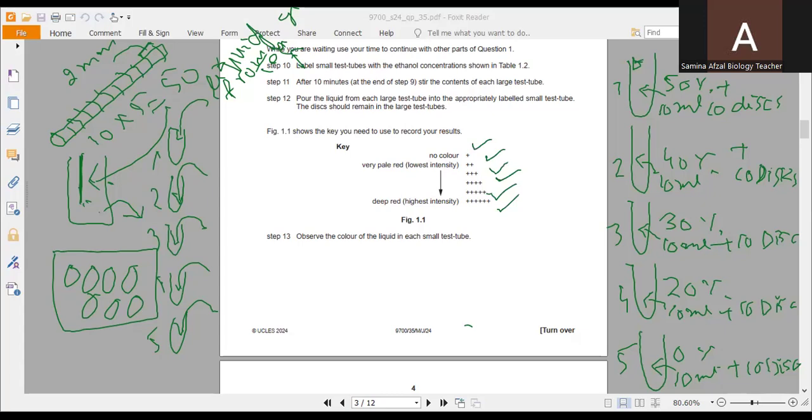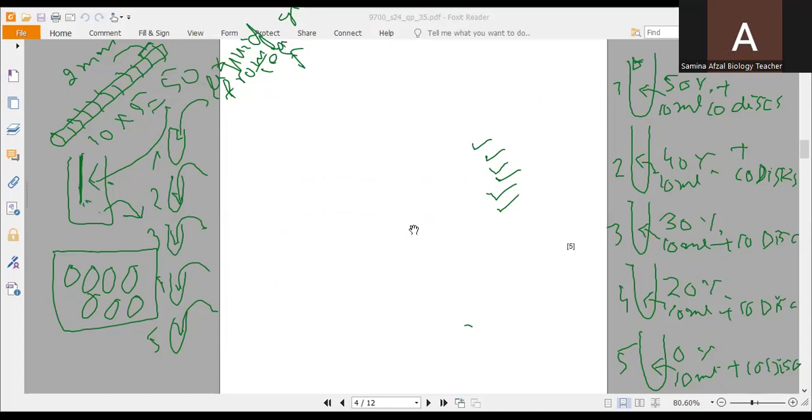So now you will observe the color of liquid in each test tube. You will observe the color in all these test tubes. And then what will you do? We are moving towards the next page. On the next page, you can see the next question is there.